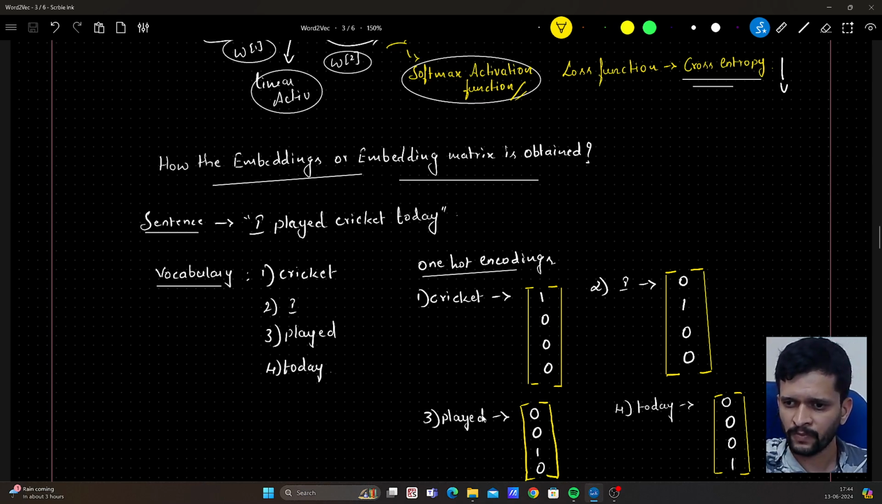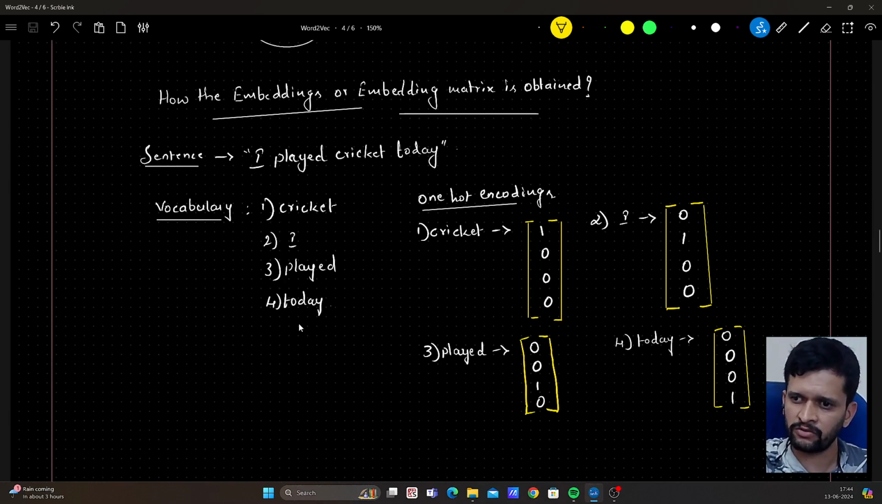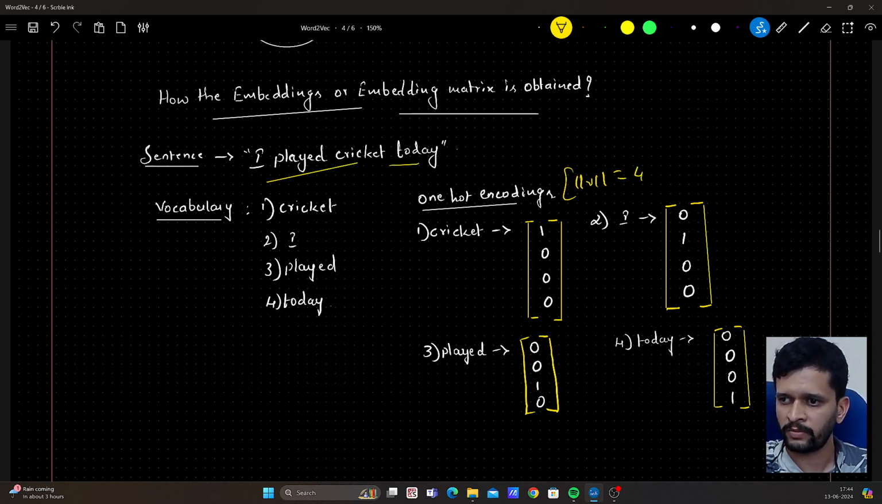Next, I will convert each of these words into one-hot encoding vectors. The size of these one-hot encodings will be equal to the size of my vocabulary. In this case, it is just 4, correct? So my one-hot encoded vectors will be of size 4.